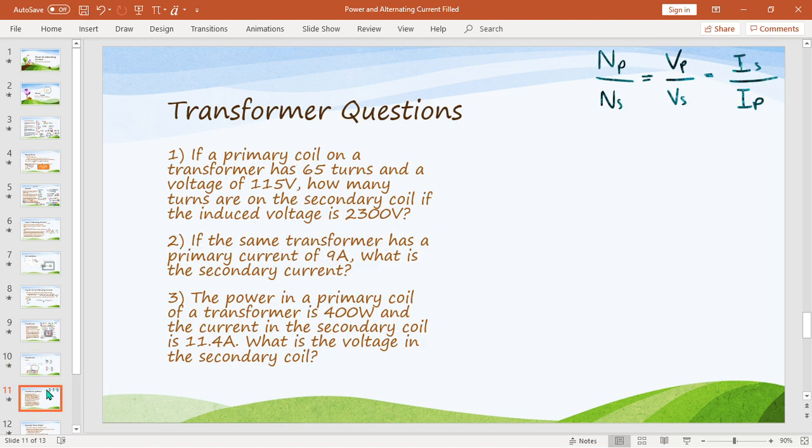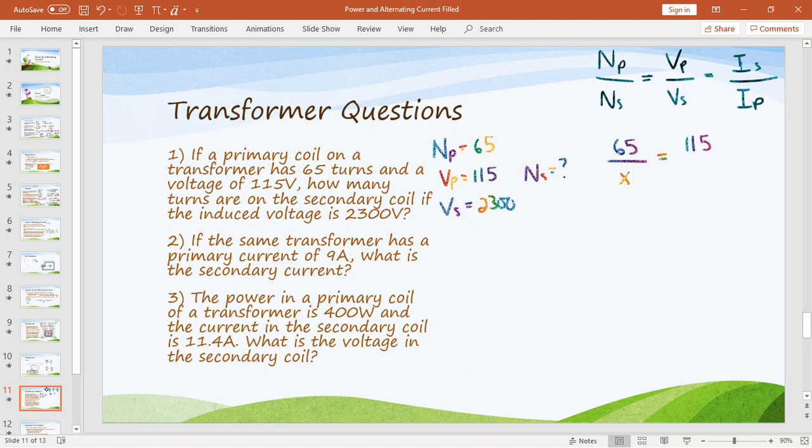Let's do some transformer questions. So you'll see here that I've left the formulas up in the corner. And just remember, make a list of variables to keep yourself straight. So here I have a primary coil that has 65 turns. So N for number of turns. My primary is 65. The voltage in my primary is 115 volts. The voltage in my secondary is 2300, and I am solving for NS, number of turns in my secondary. So let's set it up. 65 turns in my primary, don't know how many turns in my secondary.